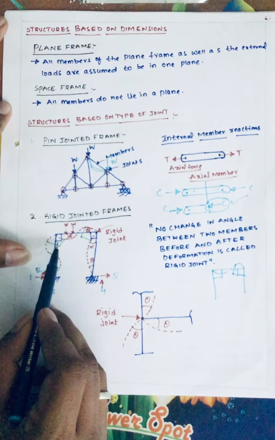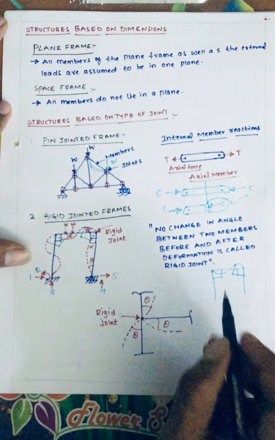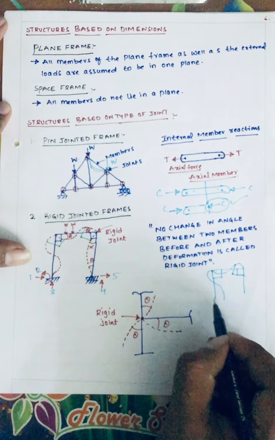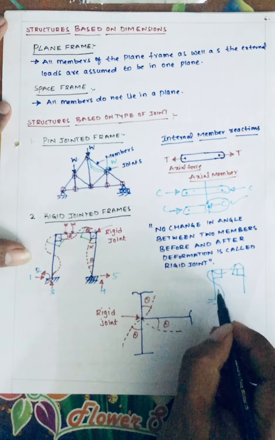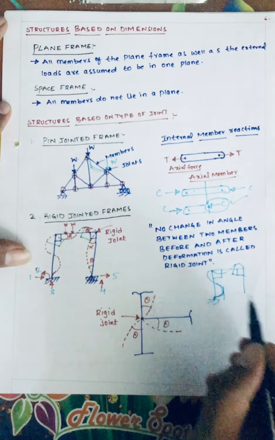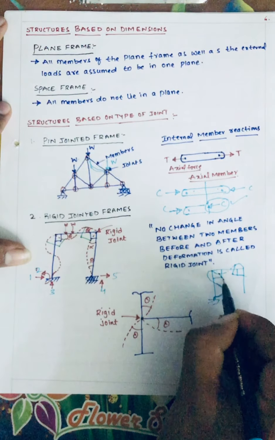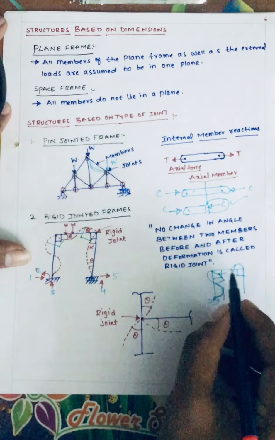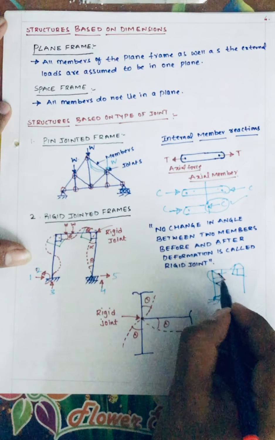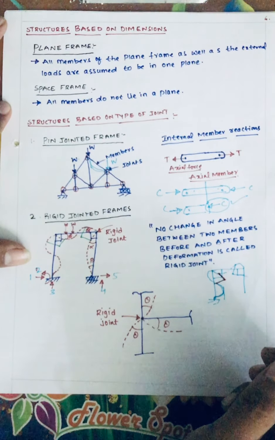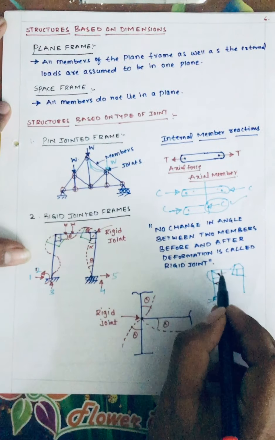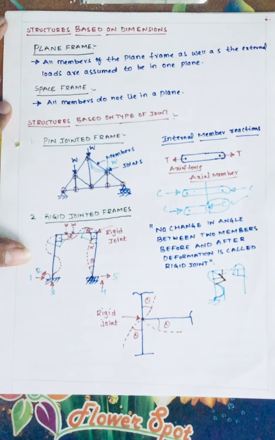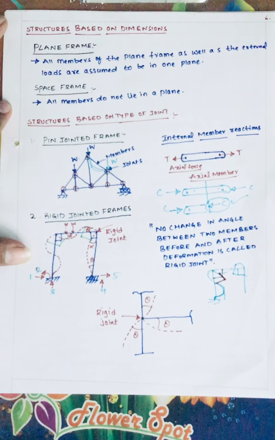Now if you see here, this is 90 degrees. So the deformation over here and the deformation in this beam, in this column, or in this column, this deformation and again this deformation, should not change its angle. So this is the angle between the deformations. This angle should be 90 degrees. Initially also it is 90 degrees. So there should not be any change in the deformation. That is known as a rigid joint.